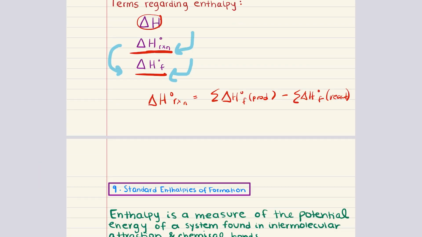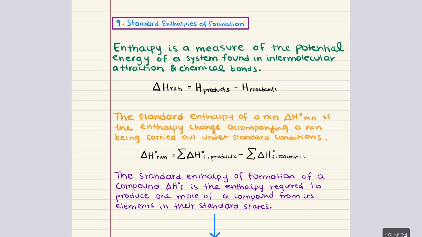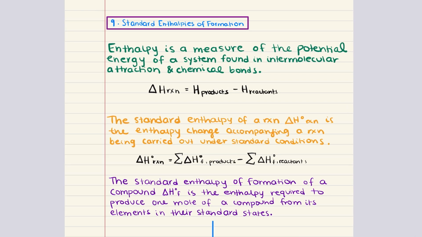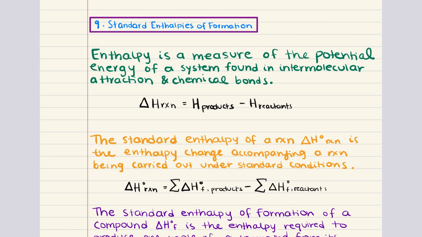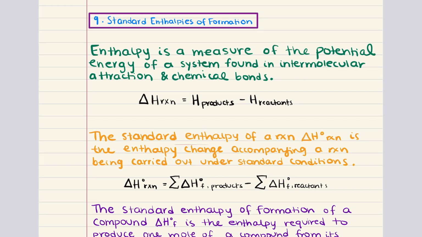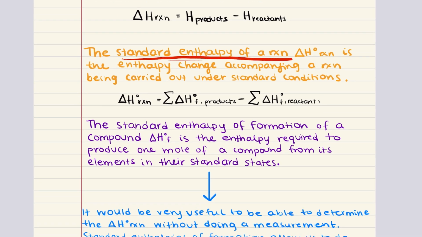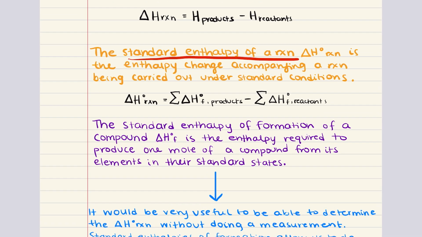Now, I really do want to elaborate a little bit more about standard enthalpies of formation because this is an extremely important topic to conceptually understand because it allows us to determine the standard enthalpy change for a reaction without actually performing a calorimetry experiment. There are millions of chemical reactions that we can do, and it would be impractical to try to record the standard enthalpy of a reaction for each single one. In addition, many reactions are not conducive to calorimetry measurements.